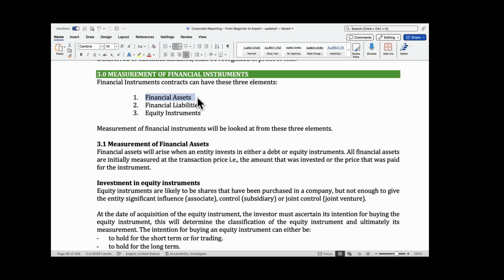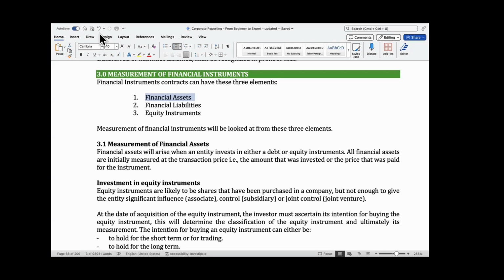And also, based on what I taught you for debt, immediately you have acquired that asset, you need to determine your reason for buying. You need to classify that debt investment. And I told you there are three classifications: amortized cost, fair value through P&L, and fair value through OCI. And I told you that the basis of this classification are two. You need to establish the business model of this company, and also you need to establish the contractual cash flow.